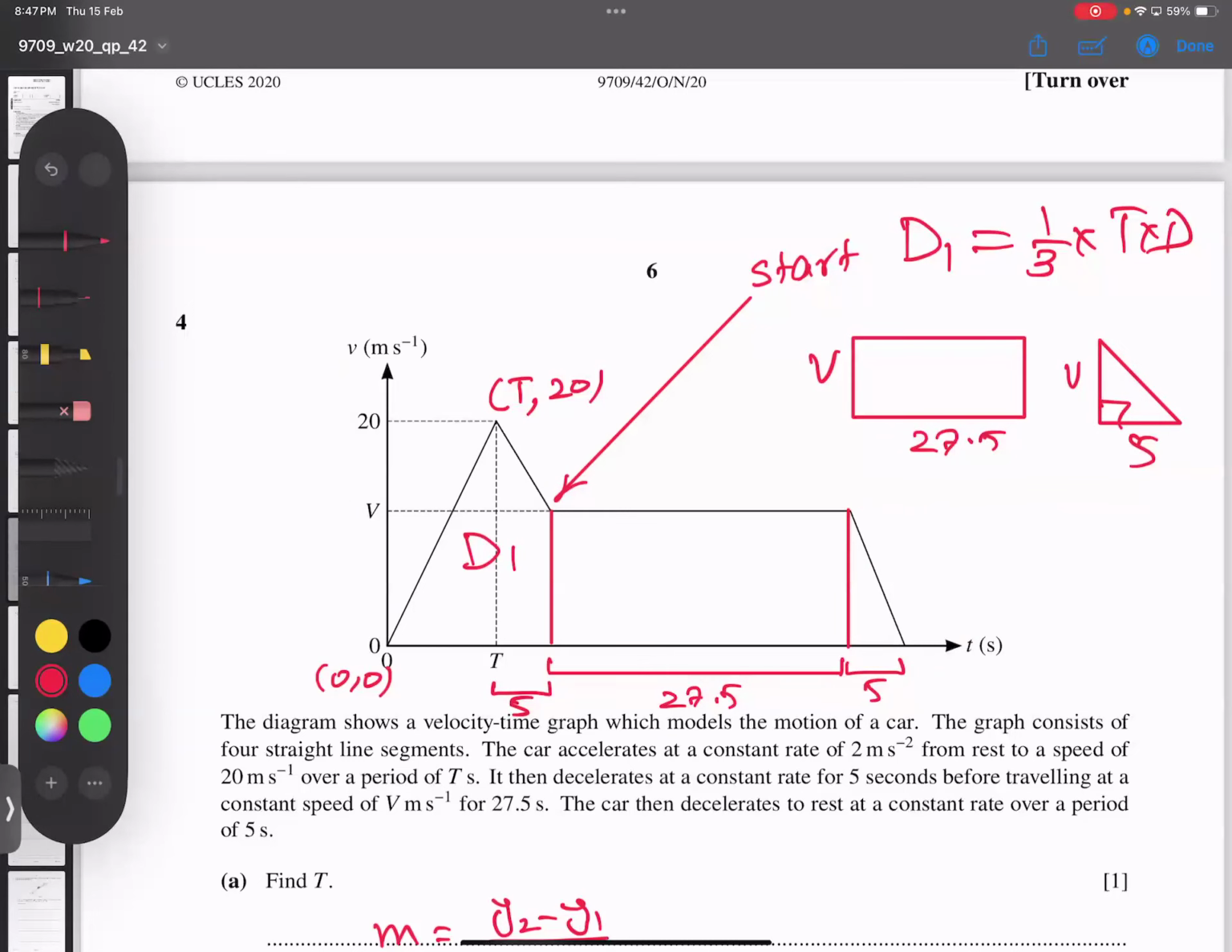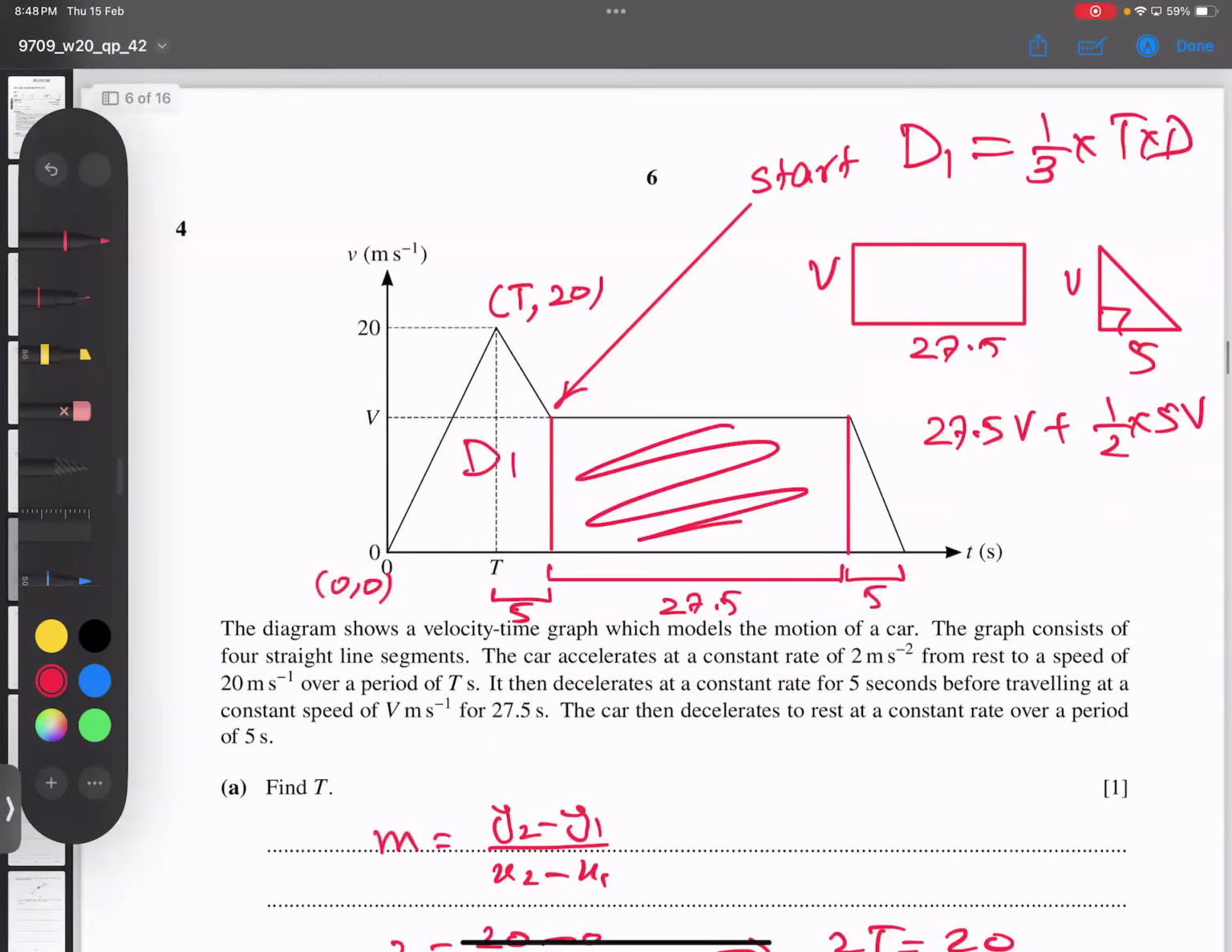What is the area of the rectangle and that? I can say length into width, so I got 27.5 times V. And how to find the triangle area? Half into base into height. So this is the area I got for the rectangle and triangle. If I add both to D1, I get the total distance. I repeat: D1 distance plus rectangle plus triangle will give us the whole journey distance. So I think you got the point clear.